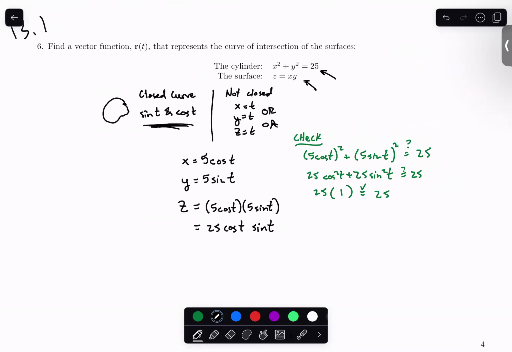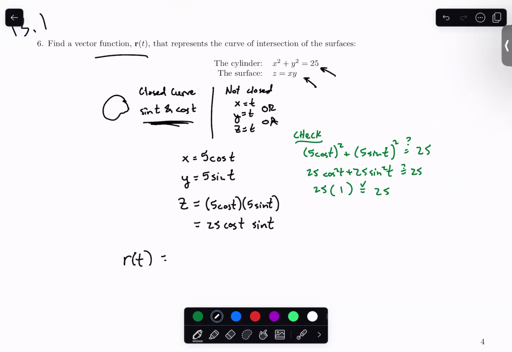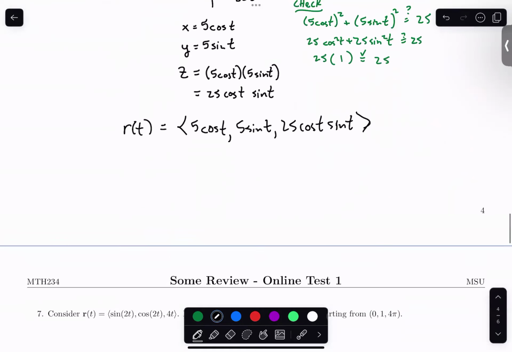This is my set of parametric equations right here. I suppose it wants a vector function r of t. And so we would go ahead and write this with our x component, our y component, and our z component. And although it's not necessary here, this is a correct answer.